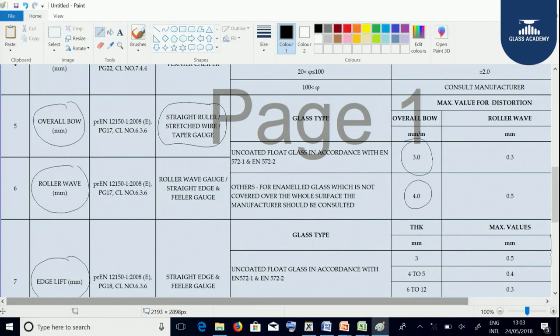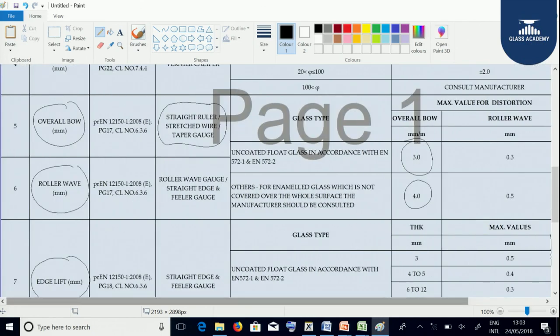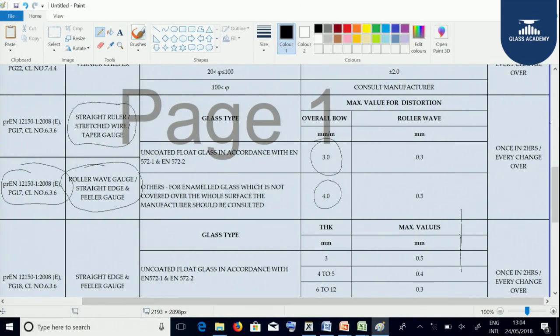Now the frequency of testing will be every 2 hours or whenever there is a changeover. Now let us take the next parameter, the roller wave. The standard we follow is EN 12150. The tool we use to measure the roller wave is a roller wave gauge or a straight edge and a feeler gauge. If it is a clear float glass, the roller wave allowed is 0.3 mm, and for the enamel glass, the roller wave allowed is 0.5 mm.